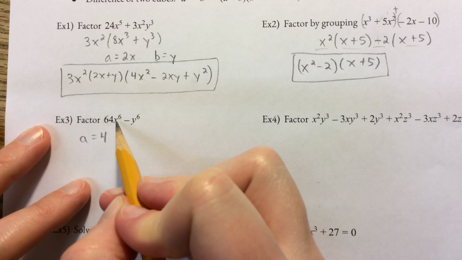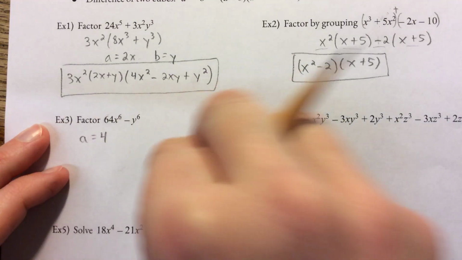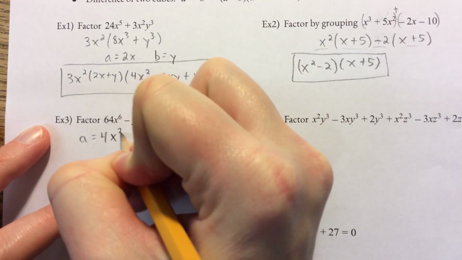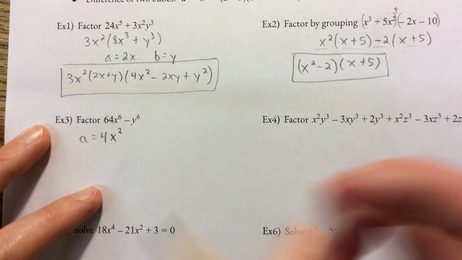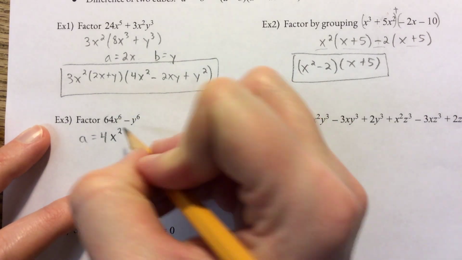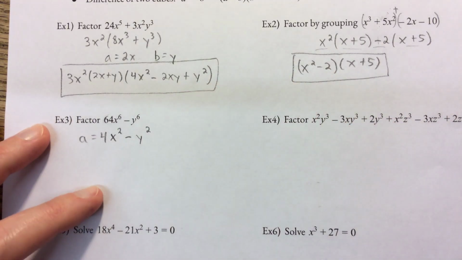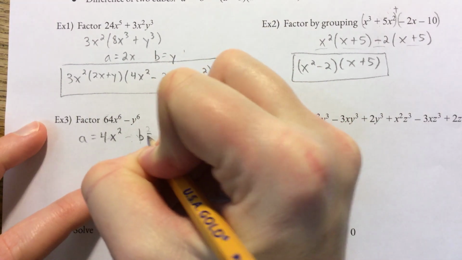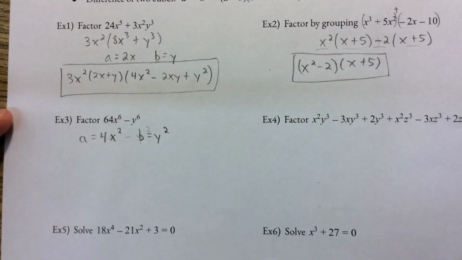And then how do I break down x to the 6th so that it's 3 of the same thing being multiplied together? That would be x squared, because if I have 3 x squareds multiplied together, that gives me x to the 6th. Same thing with the y, I would need 3 y squareds. Sorry, this is what the b is going to be. b is equal to y squared.